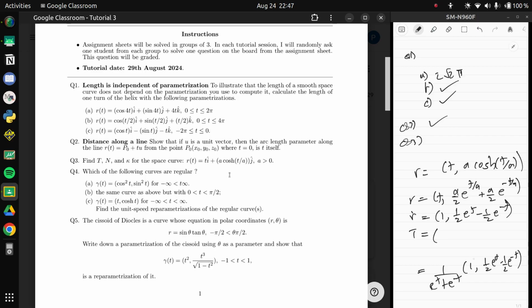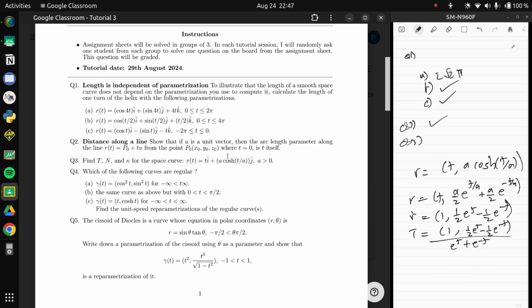Can't I simplify this? I don't think I can. This is probably the best way to be writing it. So e power t plus e power negative t. You know what? Actually, just write this as a denominator. That's probably the better thing to do. So just 1 by 2 e power t minus 1 by 2 e power negative t upon e power t plus e power negative t. That's your t. All right.